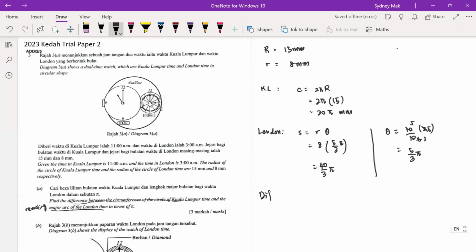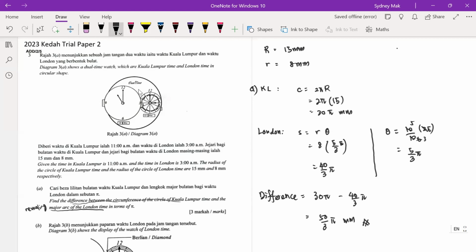So now let's put it together. The difference will be taking the KL time circle minus the London time arc. When we subtract this, we find the lowest common multiple, 3. So 90 minus 40, we have 50 over 3 pi mm. That's it for the first part, part A.